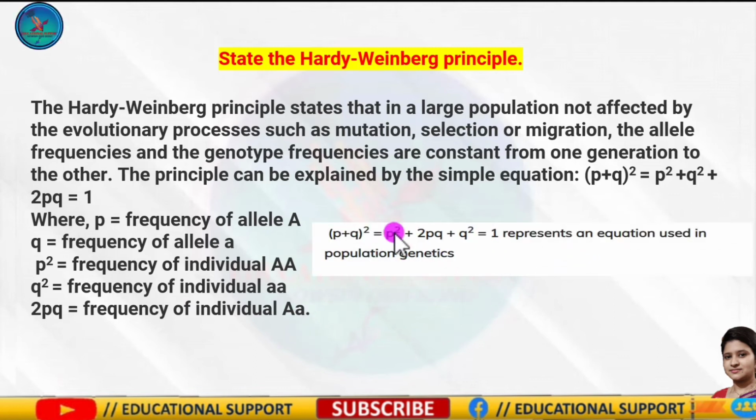So we said that this equation, (p + q)² = p² + 2pq + q² = 1, represents what? An equation which is used in population genetics. So this is very important.